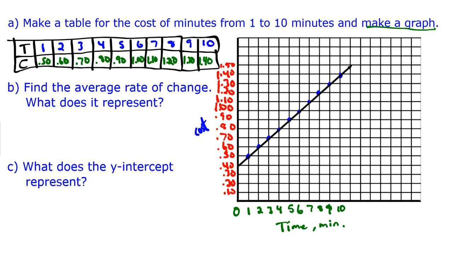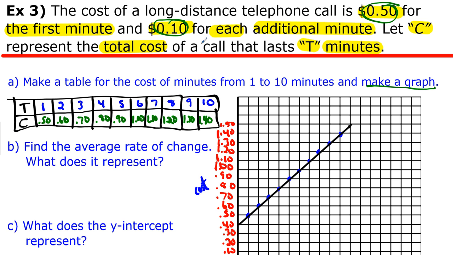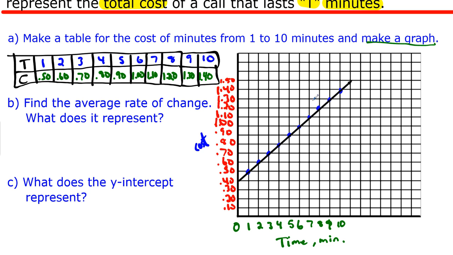Now, they want us to find the average rate of change. Well, again, they gave that to us in the problem. If we look at it, that was the 10 cents for each additional minute. You can, of course, find the slope and do it that way, plugging in points from the table, but really it's right there. So what's the average rate of change? Well, for every minute, the cost increases by 10 cents.